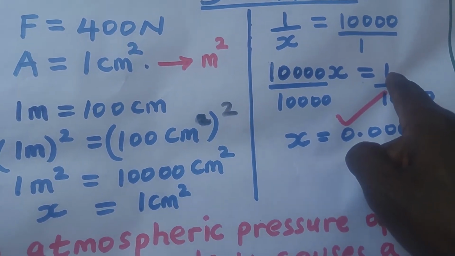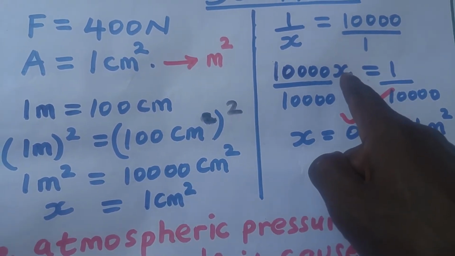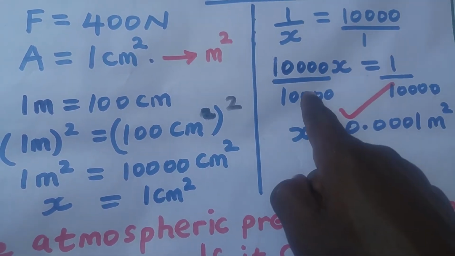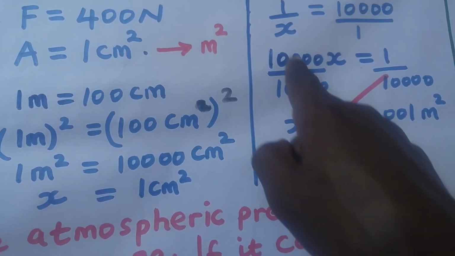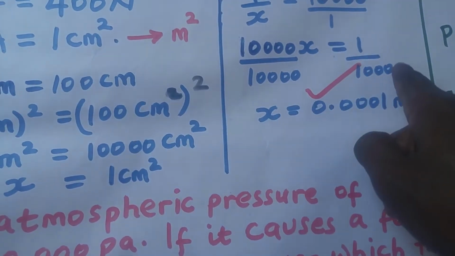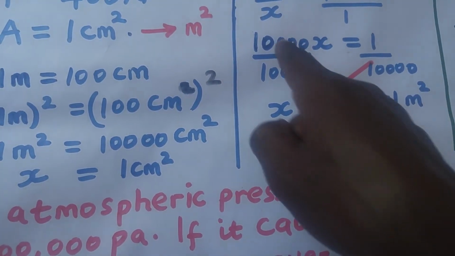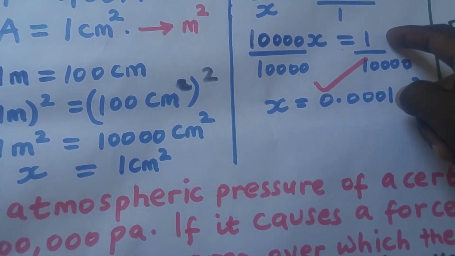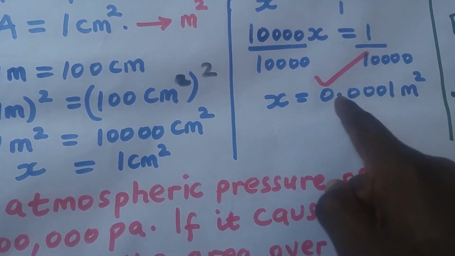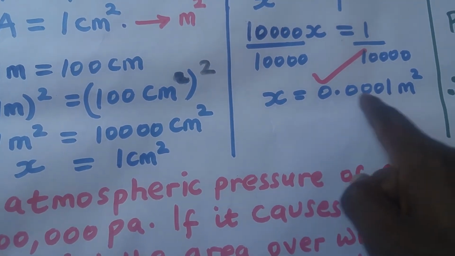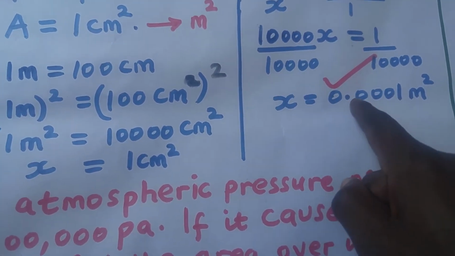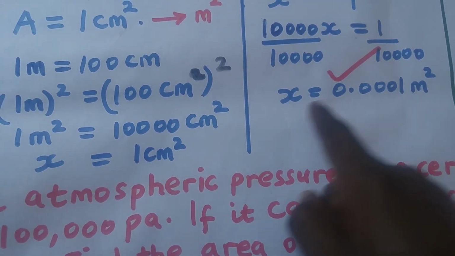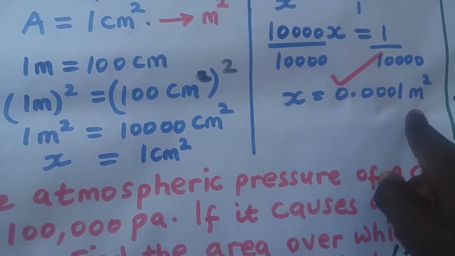Now, you are interested in x. So what do you do? You divide both sides by 10,000, so that 10,000 divided by this one cancels. So you divide here by 10,000, this also by 10,000. So when this one cancels, you remain with the x. Then here you'll have 1 divided by 10,000. And your calculator will give you 0.0001. So that is the value of the area.